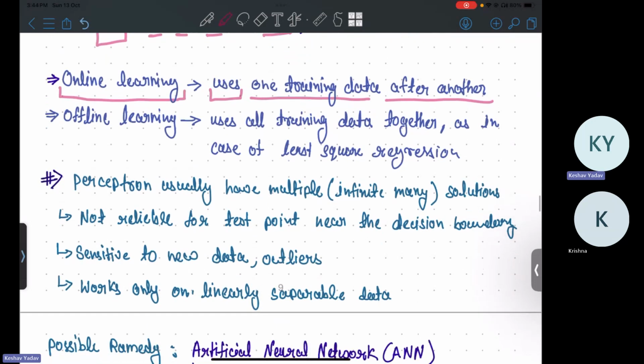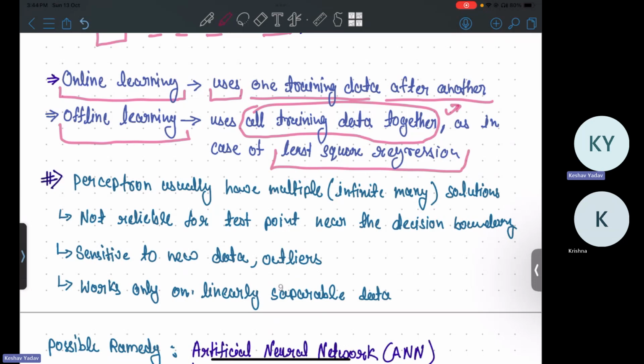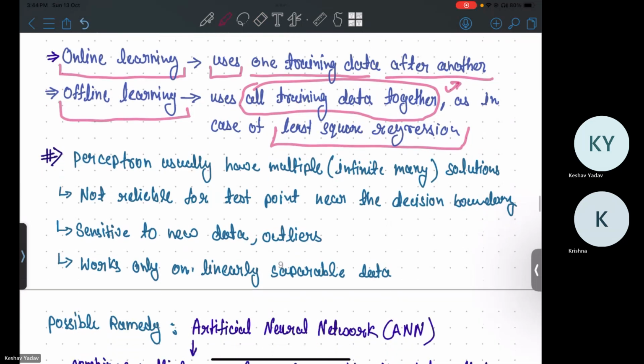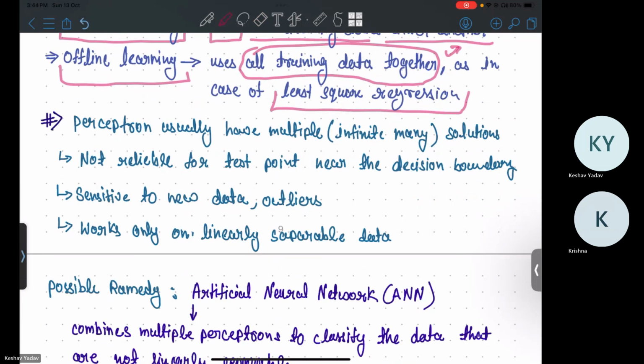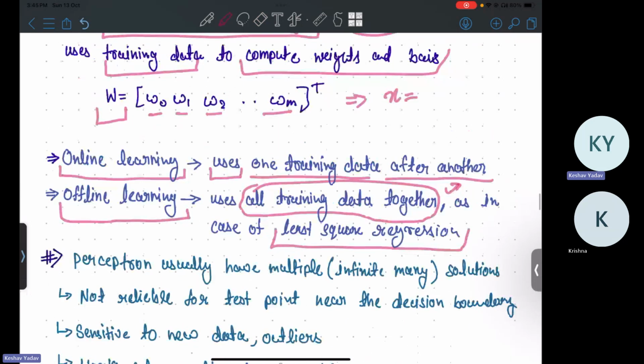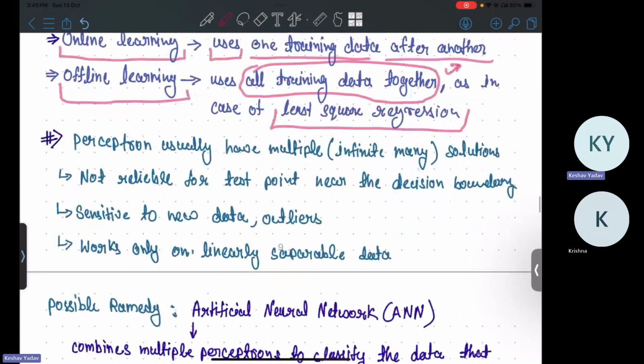And what is offline learning? In offline learning, we use all the training data together to find the weights and biases. Like if you remember, in least square regression, we use all the training data together. Then we have minimized the cost function.